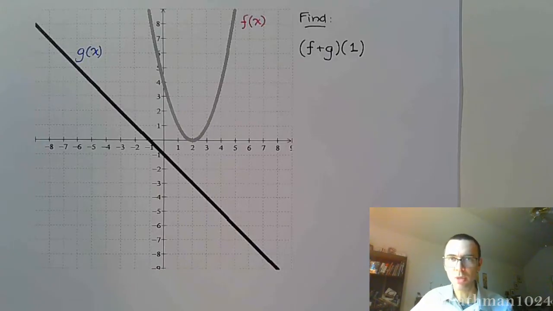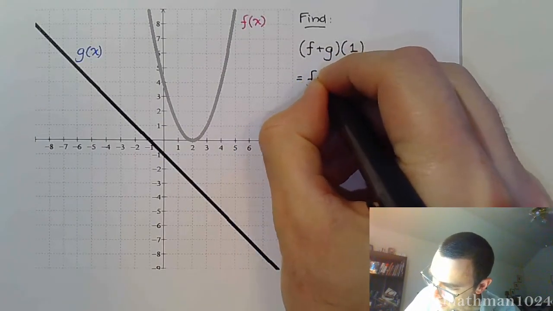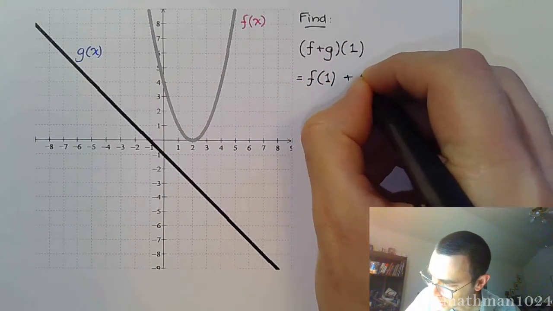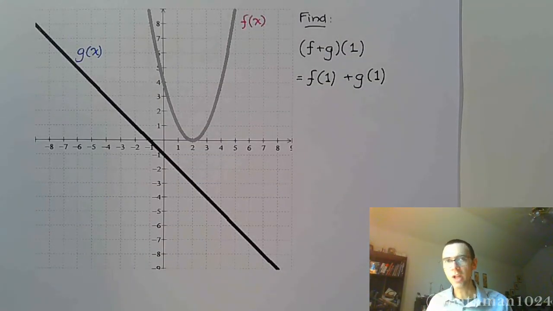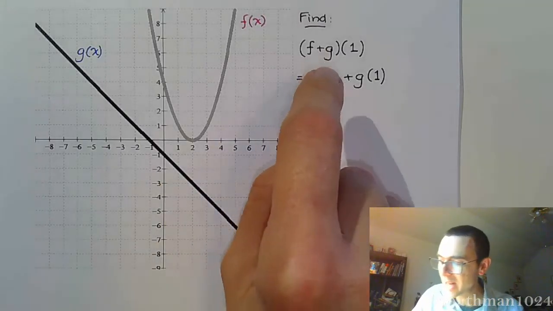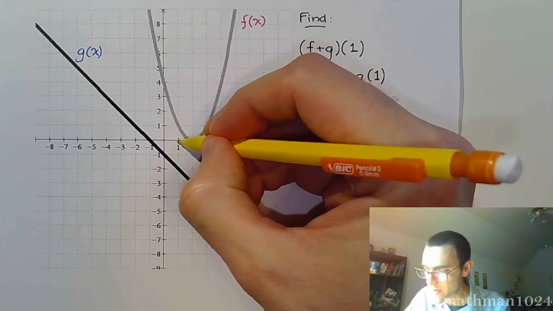Without even looking at the picture, you need to know that when I write f plus g of 1, this means f of 1 plus g of 1. And in order to evaluate the function, you don't need to know the actual function or the formula. You just need to be able to look at the picture and identify the y-coordinate. Because remember, your function value is the y-coordinate, and here it's the y-coordinate when x is 1.